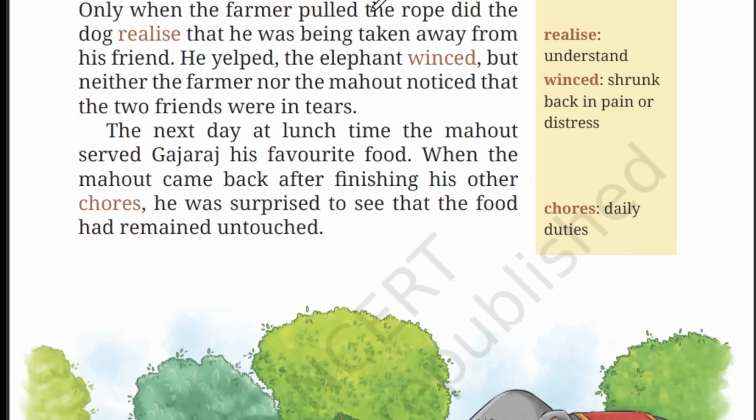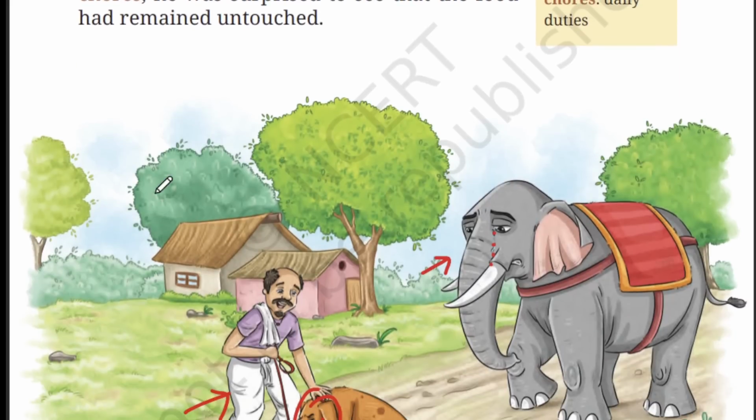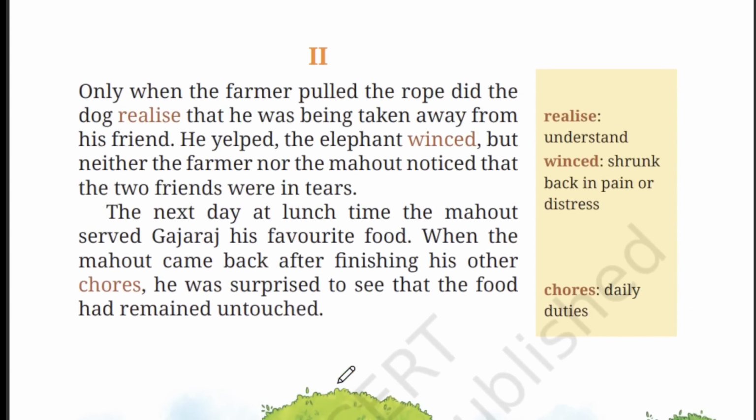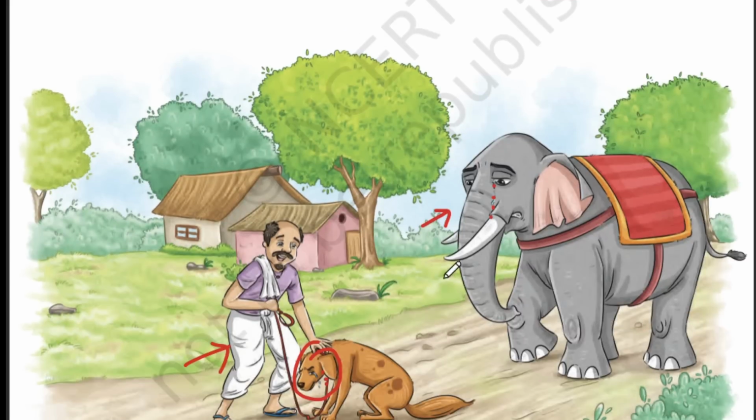Only when the farmer pulled the rope did the dog realize that he was being taken away from his friend. So now, after seeing the farmer, the dog was very happy and ran to him. But when the farmer took the rope, Bunty realized that he is going to miss his friend and started crying. The elephant winced, but neither the farmer nor the Mahout noticed that the two friends were in tears. So they both started crying. Okay.